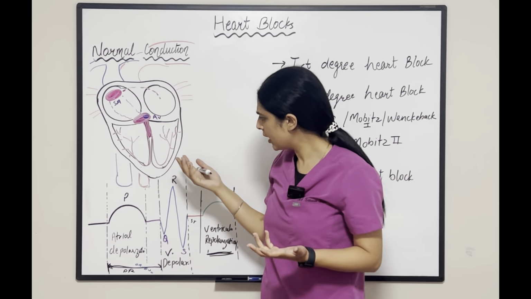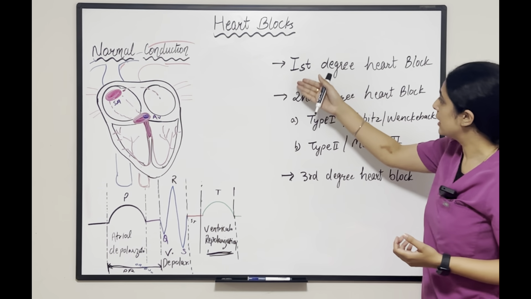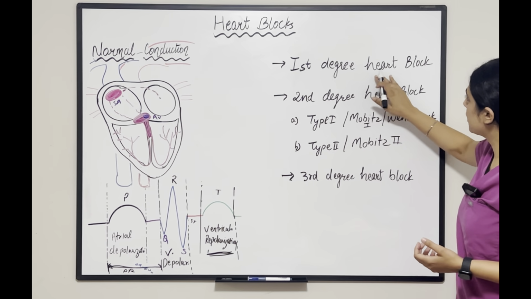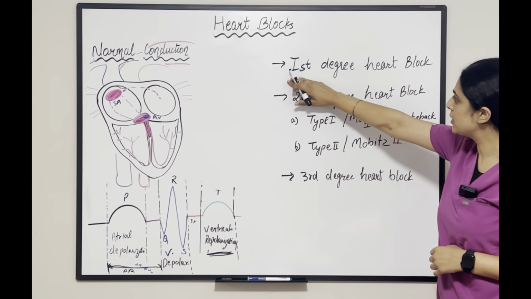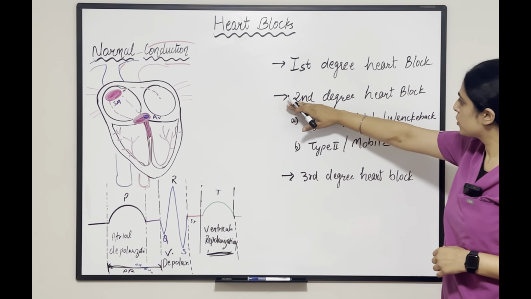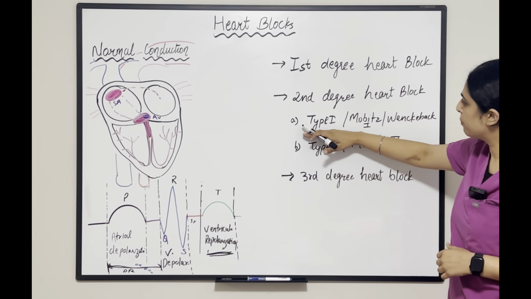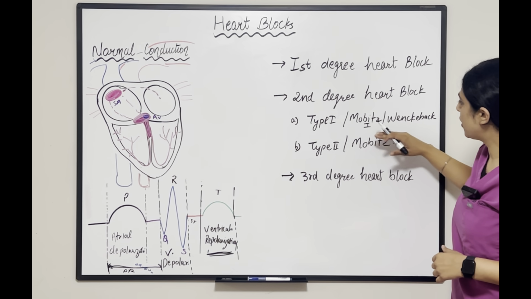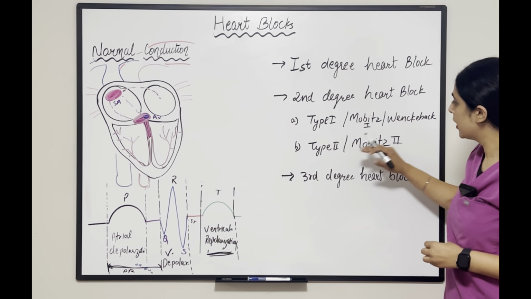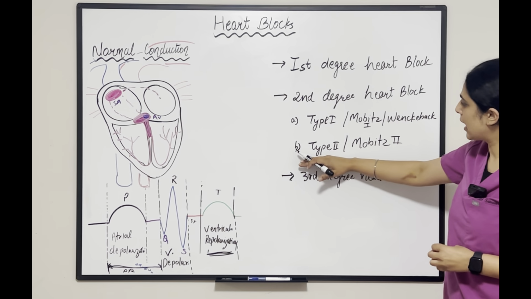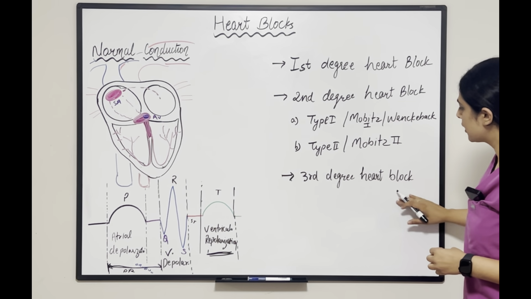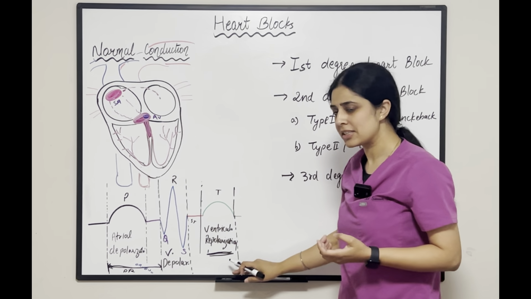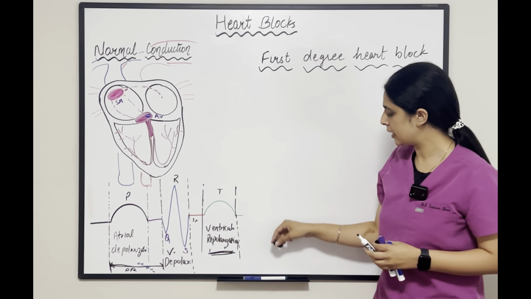So this is heart block. We have basically three kinds of heart blocks that we will discuss. First degree heart block, second degree, which further differentiates into type 1, Mobitz 1 or Wenckebach, and the second one, type 2 or Mobitz 2, and third is complete heart block. So we'll discuss first degree heart block first.